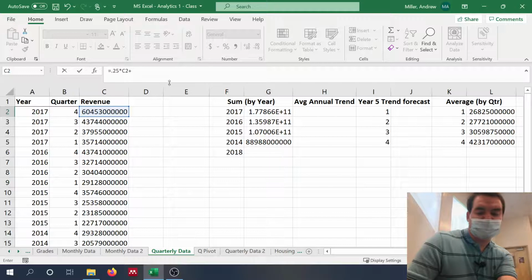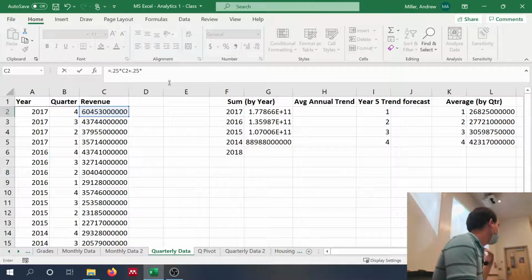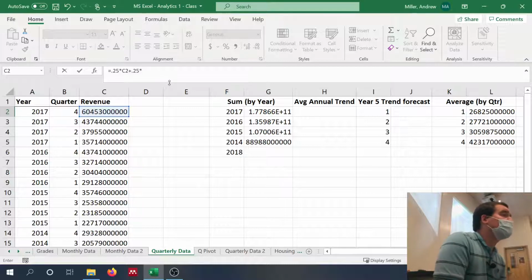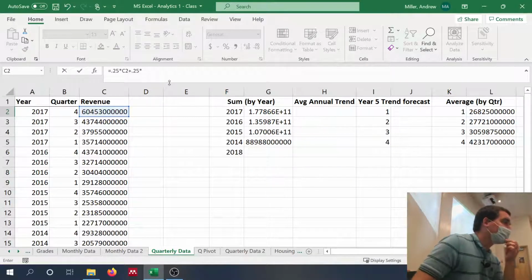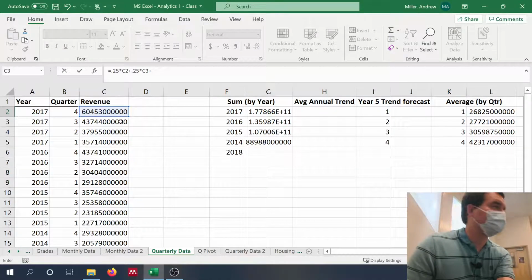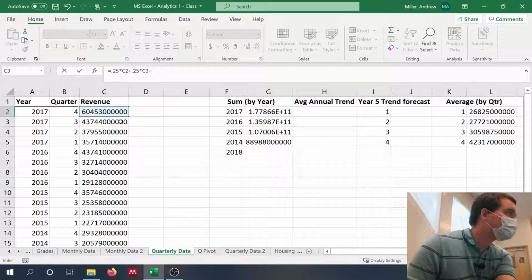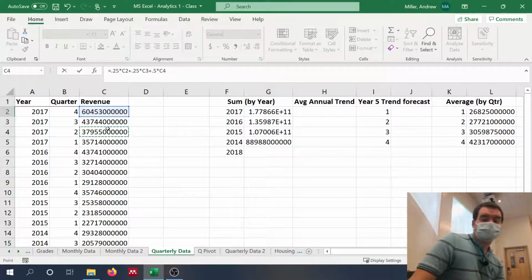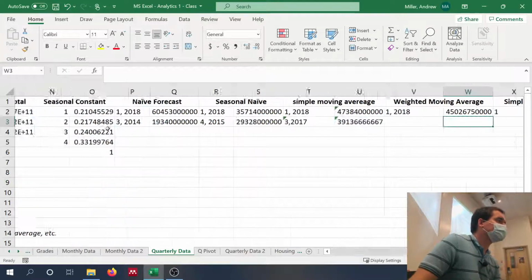Okay. What about the second weight? It's 0.25. That was given. Like I said, the weights and alpha will always be given. What are we going to multiply the second one by? Quarter 3. And then lastly, what's our last weight here? Okay, so that's going to be multiplied, of course, by the third most recent.